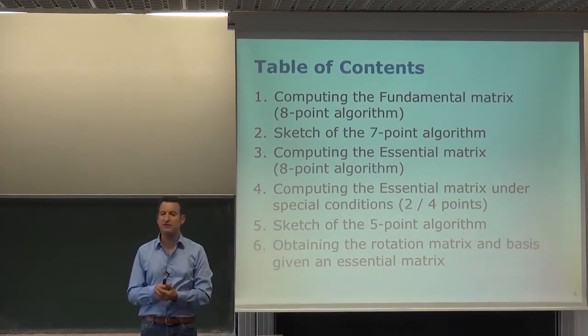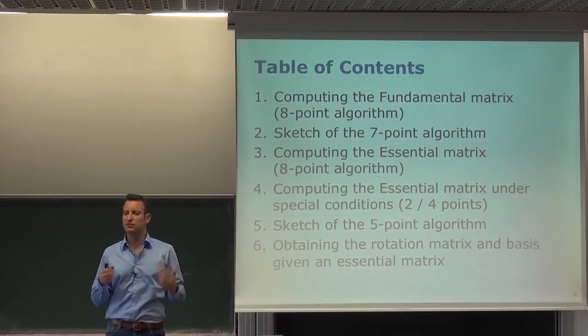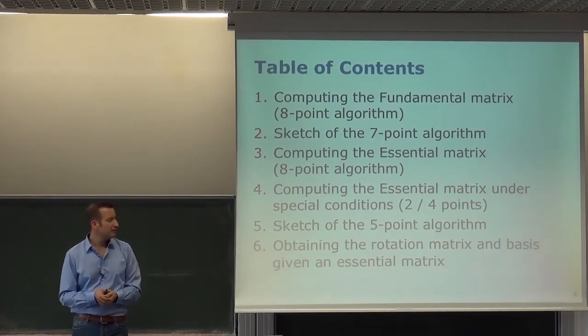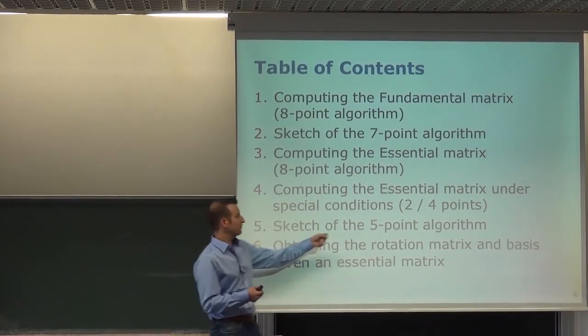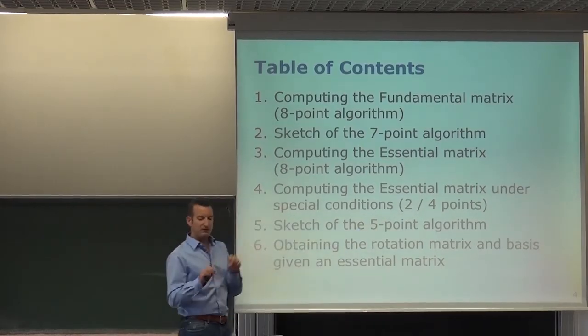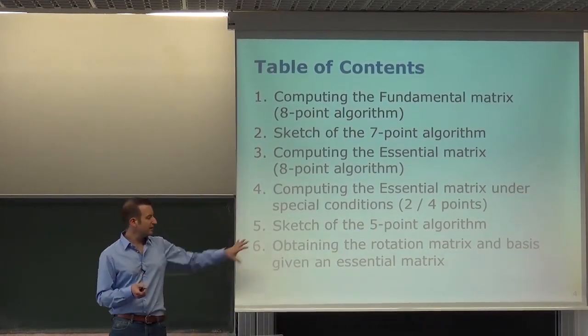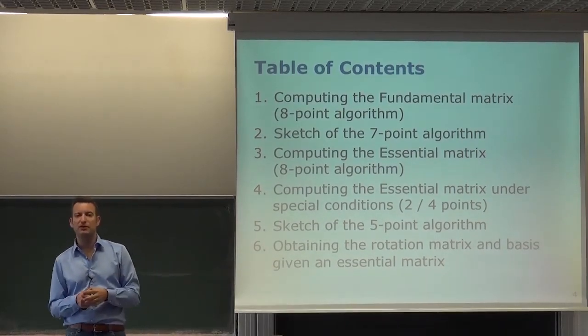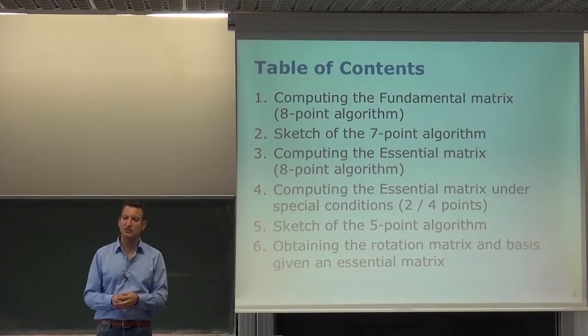We won't discuss the 5-point algorithm in detail. This is today the standard approach for estimating the essential matrix given corresponding points. It only needs 5 corresponding points, but we will very briefly sketch the idea, and then finally look into the last block: how do we obtain the rotation parameters and the baseline, given we have an essential matrix.